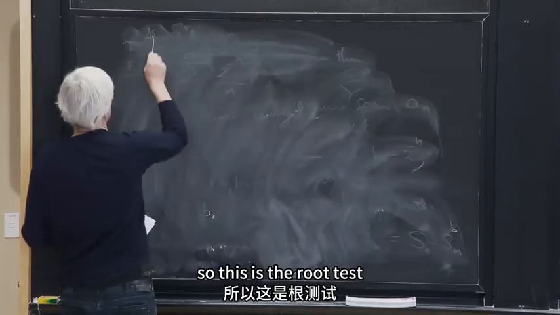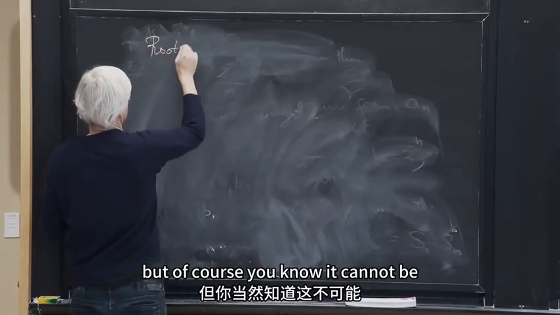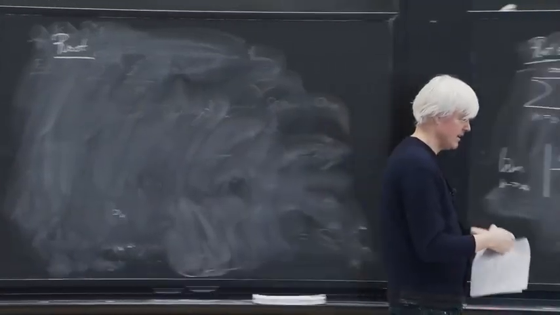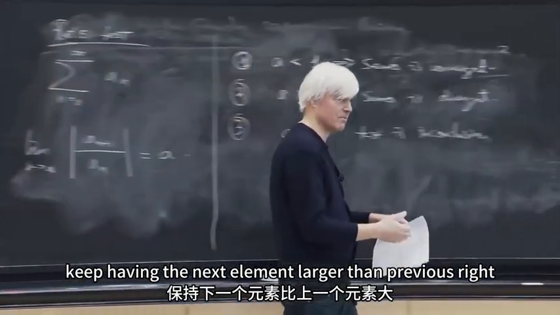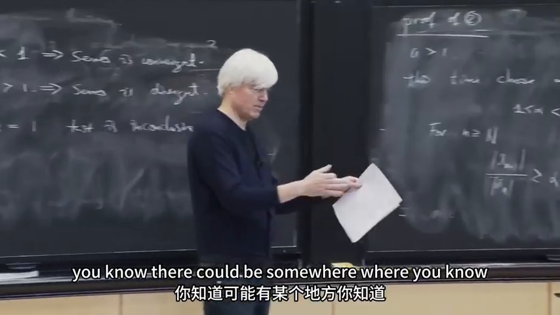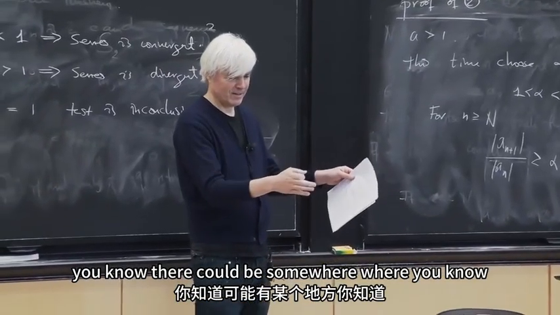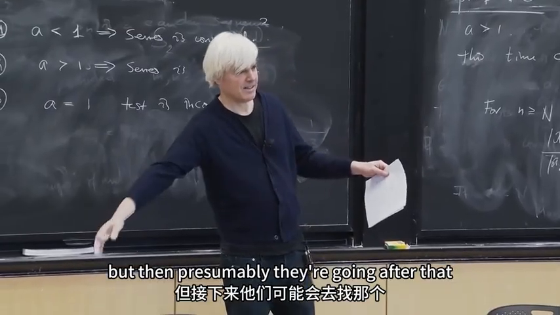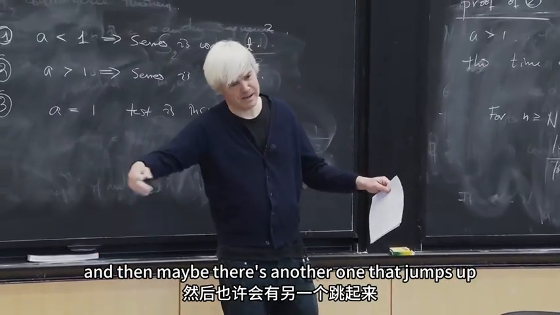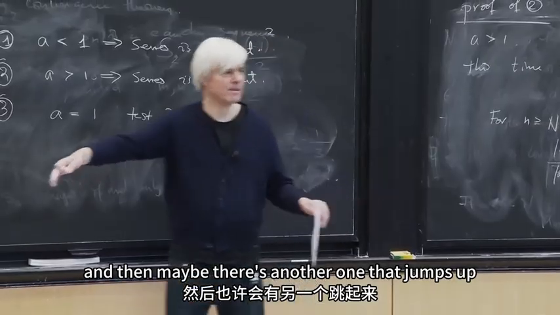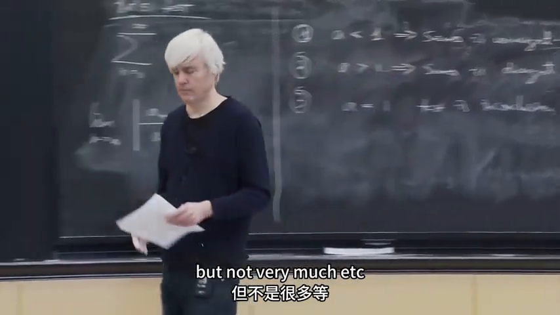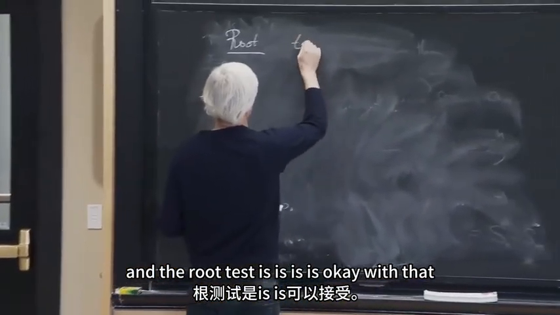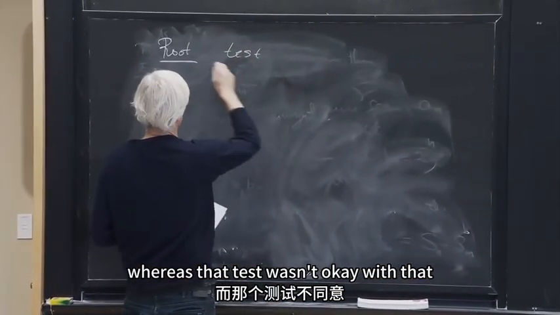And so this is the root test. But of course, you cannot keep having the next element larger than the previous, right? There could be somewhere where the next one actually went up, but then presumably after that they're going down, at least for a long time, and then maybe there's another one that jumps up, but not very much, etc. The root test is okay with that, whereas that test wasn't okay with that.